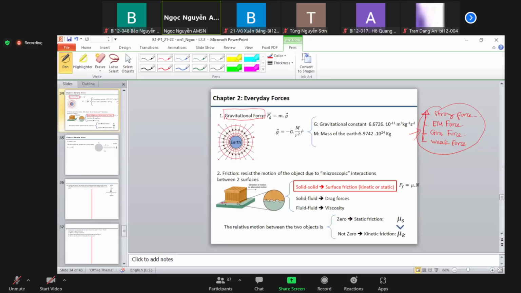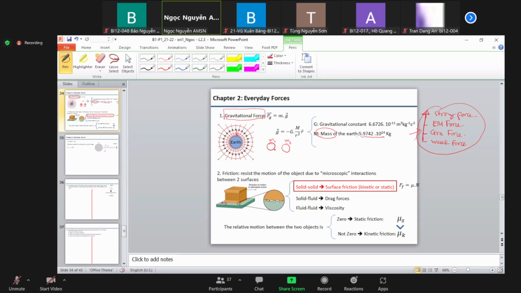But keep in mind that only the Earth has the big mass. Okay, you see here is the value of the mass of the Earth. And all the other things have very small values of mass. So that's why we just care about the force acting on all the other things due to the Earth. For example, you have the mass m1, you have the mass m2.